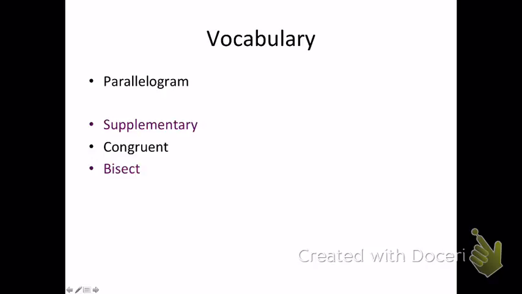Okay, let's talk about our vocabulary that you're going to need to know today. The first term is parallelogram. The second term is supplementary. The third term is congruent, and the fourth term is bisect. If you are even slightly unfamiliar with any one of these 4 terms, I want you to write them all down. If you know them by heart, then don't worry about it. But if you're not really sure, write them down.